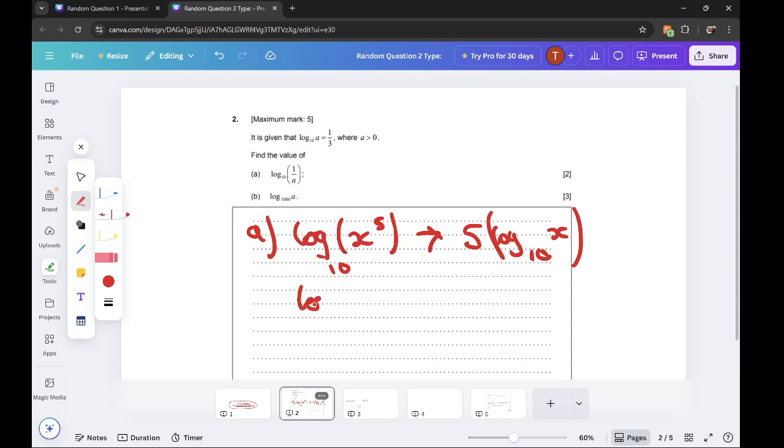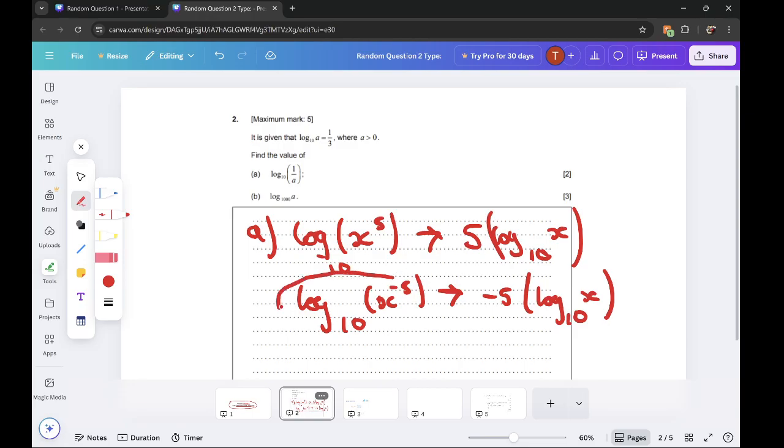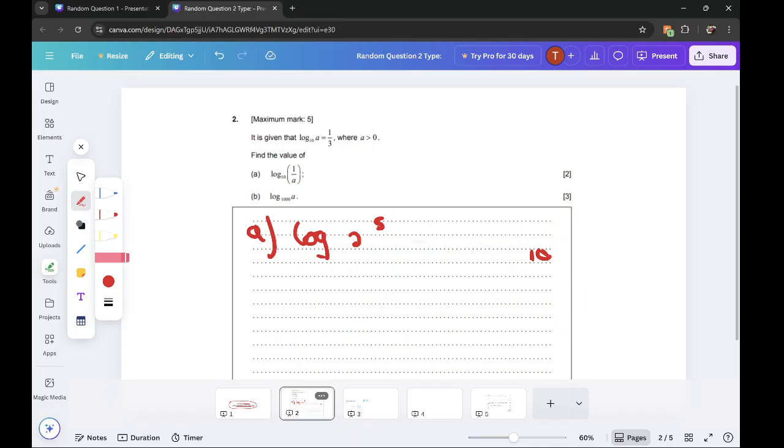And the same thing applies if you have log base 10 of x to the power of negative 5. This becomes negative 5 times log 10 of x. So whatever the power is, you can bring it out and multiply it to the entire logarithm. That's a rule you need to remember, and it's the same rule we're going to apply here. I'm just erasing this so you don't get confused with the question.